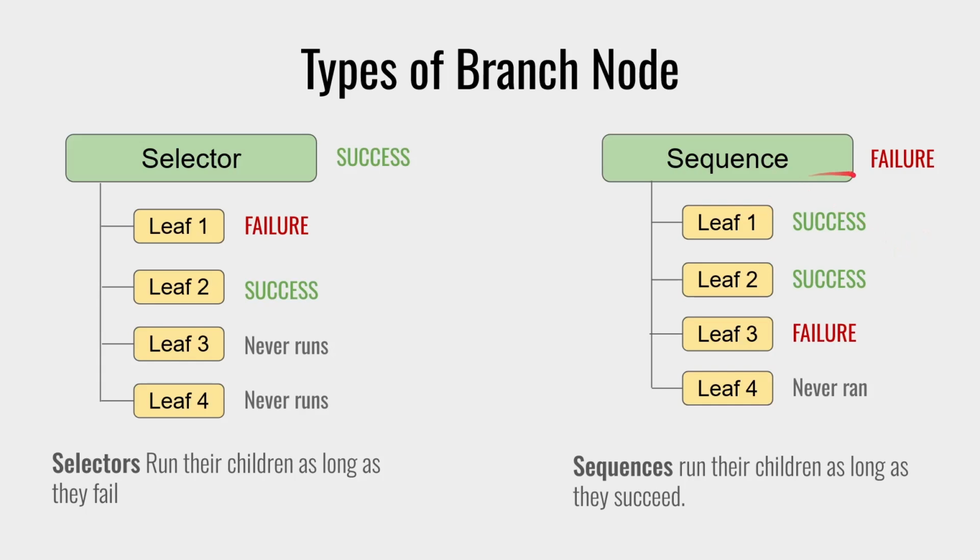The only way for a sequence to return a success is if all of its children succeed. And the only way for a selector to return a failure is if all of its children fail. They seem like they might be opposites or that they wouldn't be useful in their own situations. At least to me they did. But we will go over how they're useful in the example.